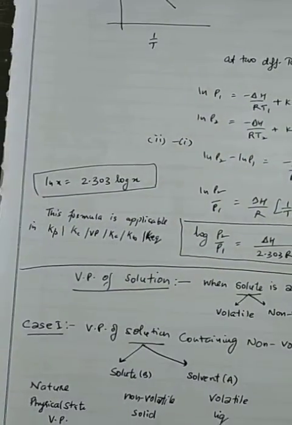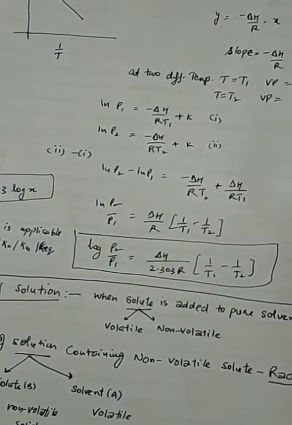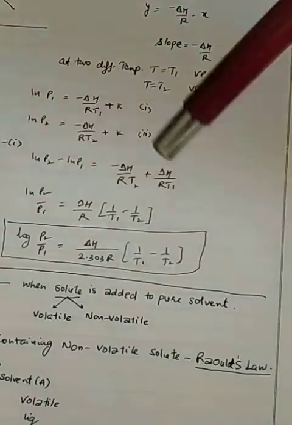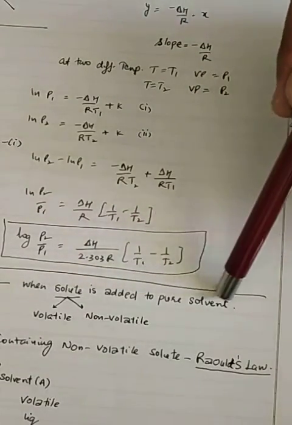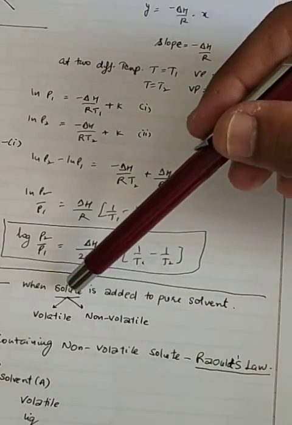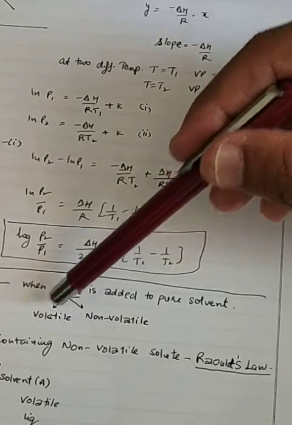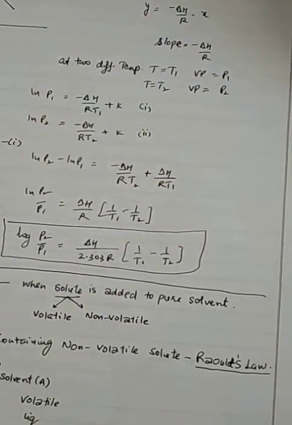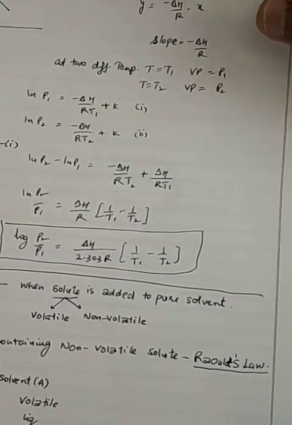So next is the vapor pressure of solution. Now a solution is formed when solute is added to the solvent. When solute is added to the pure liquid, it becomes a solution. Now this solute may be volatile, or it may be non-volatile. So there are two cases that we will discuss one by one.